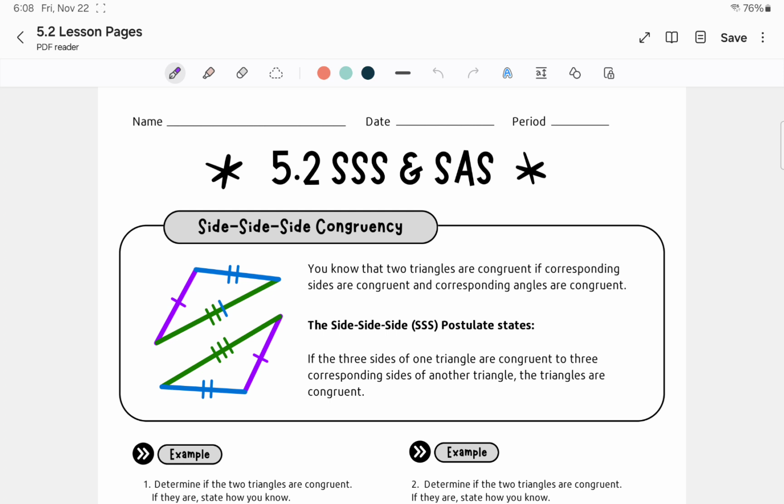But what we're going to look at for the rest of this unit is ways that we could only have 3 things and still prove that they're congruent to each other. So the side, side, side postulate states that if the 3 sides of one triangle are congruent to 3 corresponding sides of another triangle, then those triangles are congruent. So you don't even need to look at the angles. If you know that all 3 sides are congruent, you can say that the triangles are congruent.